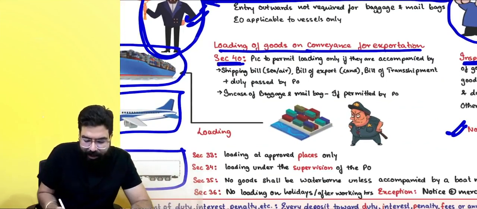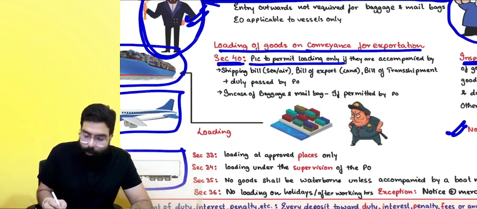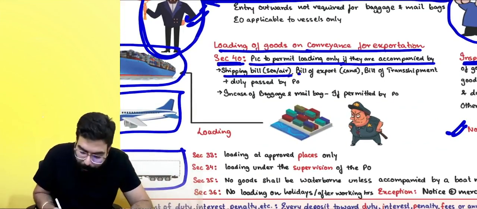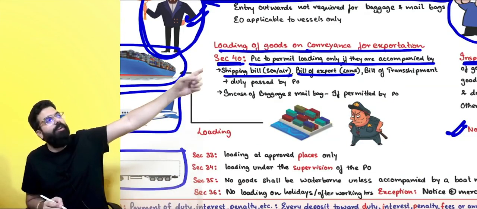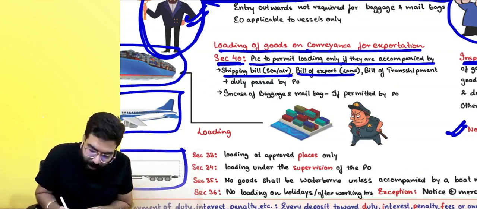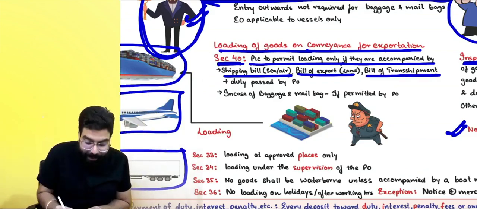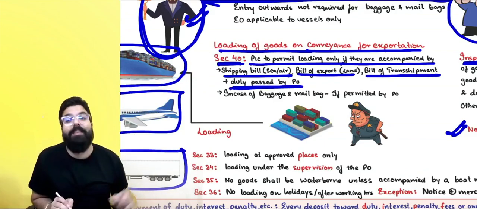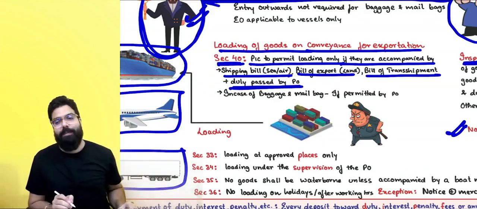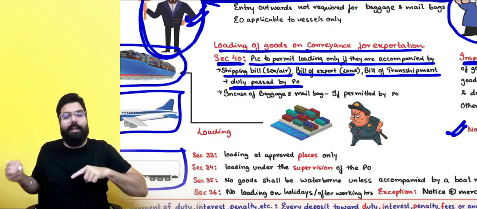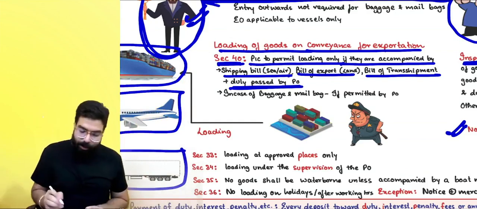Section number 40 says, person in charge to take loading only if the goods are accompanied by shipping bill or bill of export. So you want to send your goods, give your shipping bill, give your let export order, give your bill of transshipment, duly passed by the proper officer, meaning the let export order you should have. So you should give me the let export order, you should give me your shipping bill, only then I will take the loading. Loading will start.